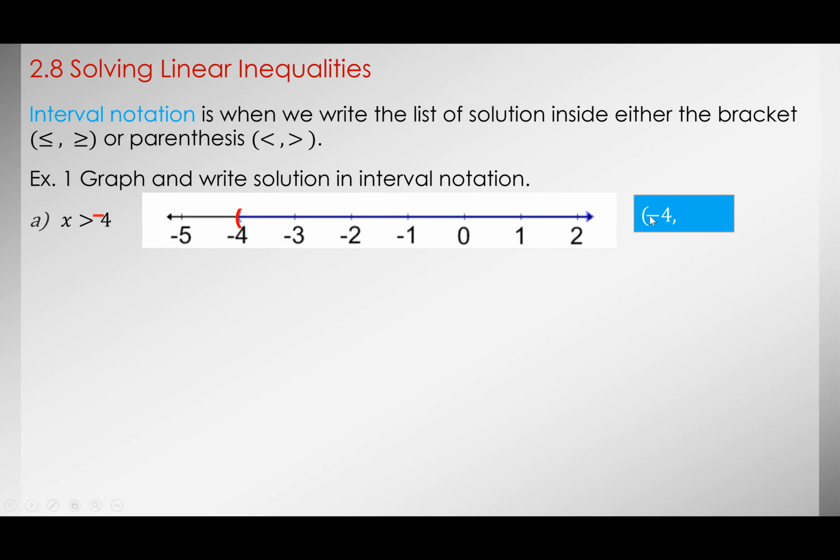So this is my parenthesis, because why am I using the parenthesis? Because I cannot include the endpoint. Again, I cannot include -4. And this will keep on going to the right, meaning it keeps going into positive infinity. So you have two choices. If you go to the right, you will go to positive infinity. If you go to the left, you will go to negative infinity.